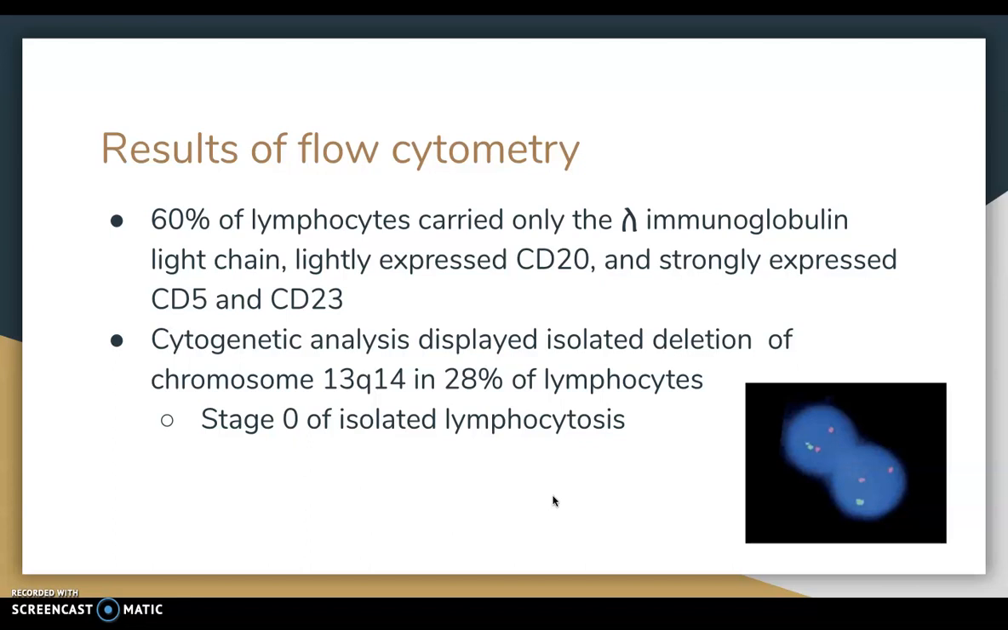So FISH was then used to do a cytogenetic analysis of the leukemia cells. You can see it pictured in the bottom right of the screen. In doing this, they saw that there was a deletion of chromosome 13q14 in 28% of the lymphocytes. And this is actually the most common recurring chromosomal abnormality, and it's the most favorable for survival of CLL cases, which is great for Pat because others could definitely lead to a much worse prognosis.